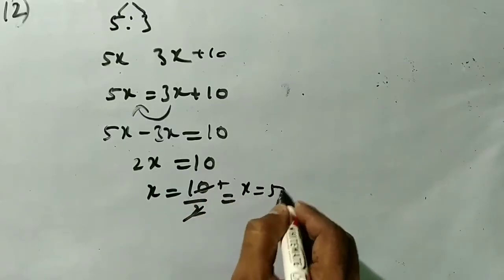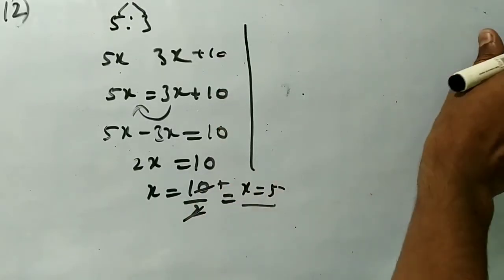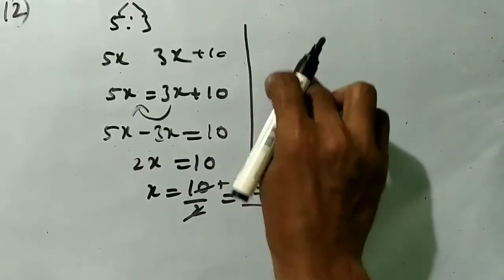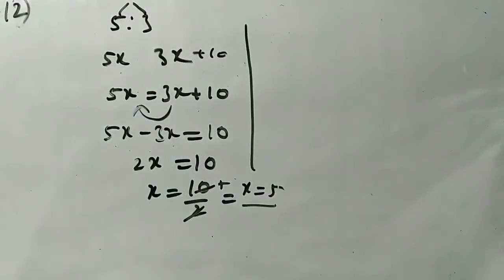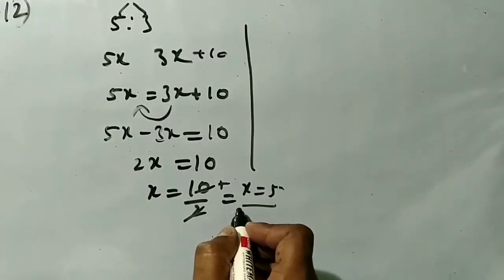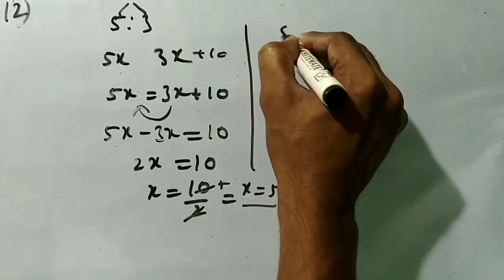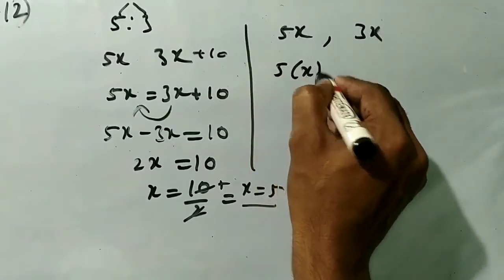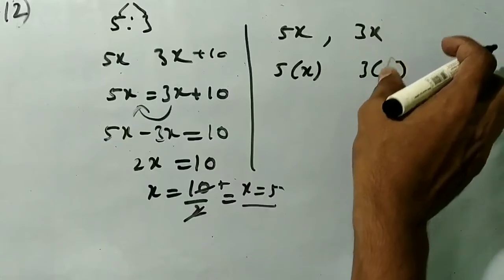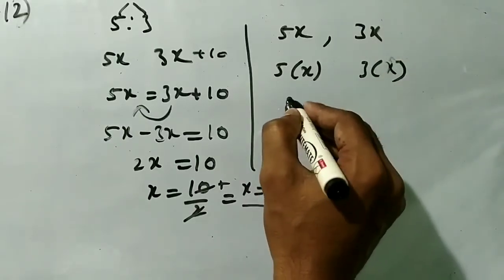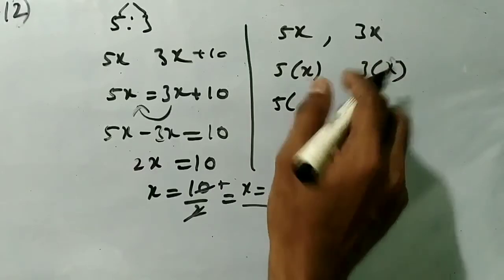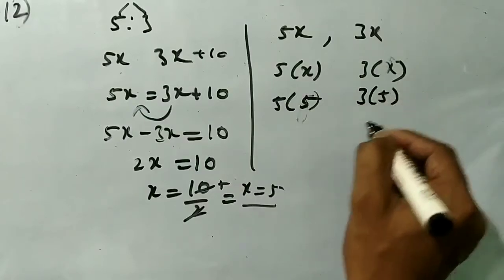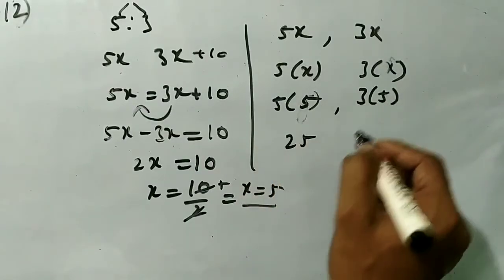So let's substitute the value. We just got the x value only, not the two numbers which are divided. So we have to substitute the value here. We got x is equal to 5. We know that 5x is one number and 3x is another number. So substitute the value here: 5 into x and 3 into x. We know x is equal to 5. So 5 into 5 and 3 into 5. So 5 fives are 25 and 3 fives are 15. These are the two numbers.